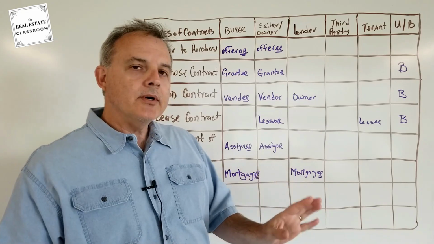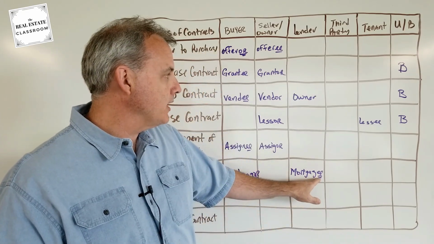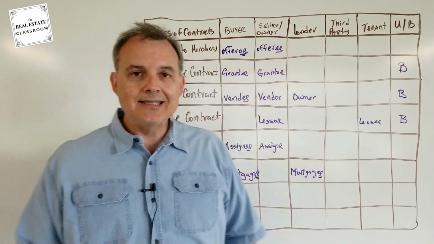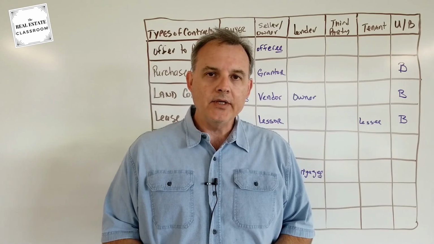And the way I remembered this when I was sitting where you are as a student: there are two E's in mortgagee and there are two E's in lender. That was my little shortcut that I used to remember these two terms.